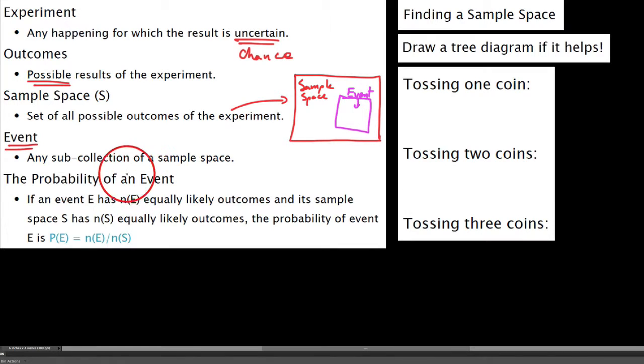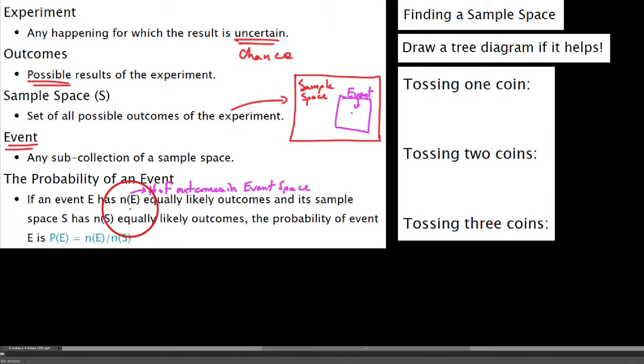So the probability of an event, let's go ahead and get to the nitty gritty here. We basically say that if an event E has n of E, now this n of E is basically, we're going to make a little note here, the number of outcomes in the sample, or sorry, not the sample space, the event space. So essentially, the number of possible things that give us this particular event and its sample, in our sample space here, basically, let's read through this here.